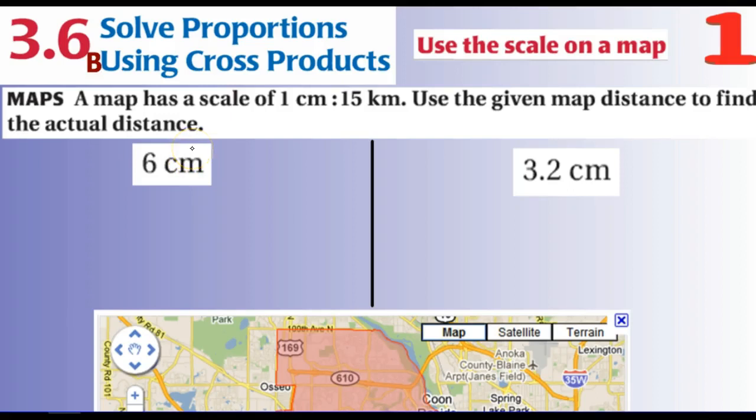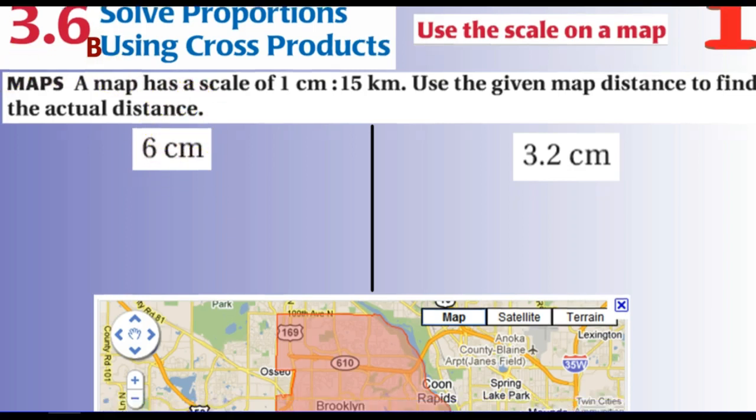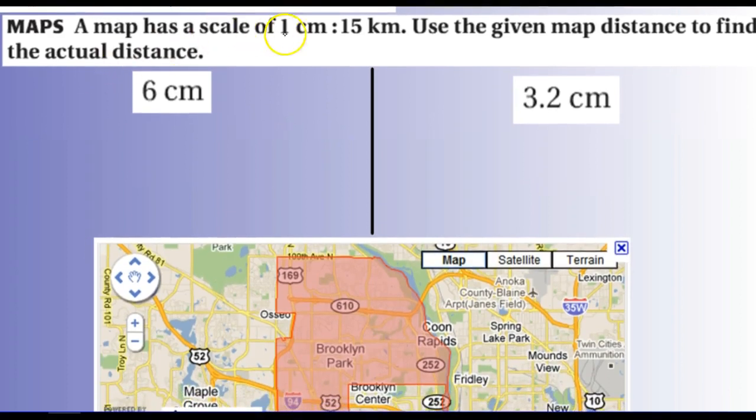Welcome everybody. Today we're going to continue talking about solving proportions using cross products. So let's get into one right away that has to do with maps. It says a map has a scale of 1 centimeter to 15 kilometers. Use the given map distance to find the actual distance. Well, I know that first of all we have a ratio, and that ratio is 1 centimeter to 15 kilometers.